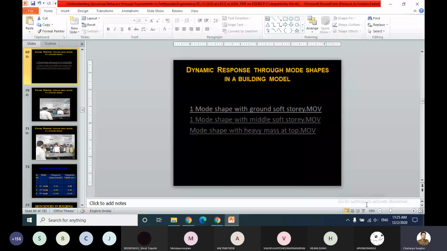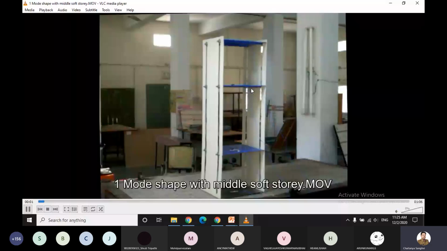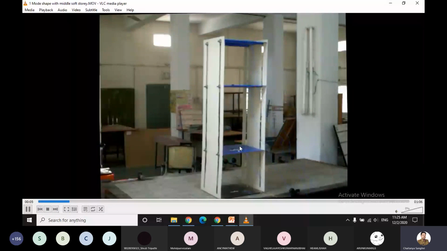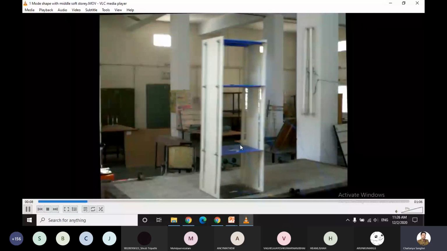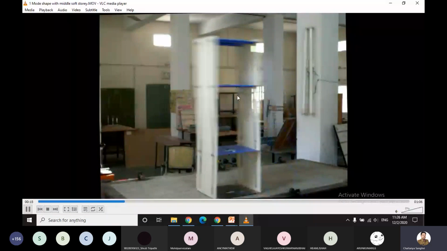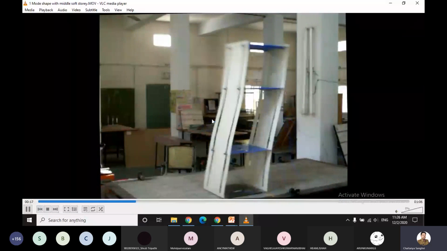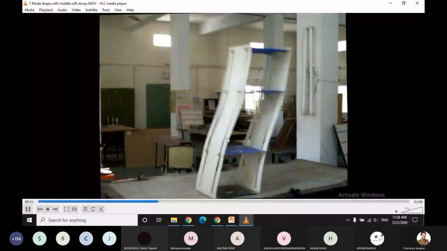Now look at the second one, right? Now here what is happening? The height of the second story is high. Now I am starting the vibration with the low frequency. With the low frequency, the system is vibrating. Look at this: maximum deformation is on this story, not the upper story, but maximum deformation here.